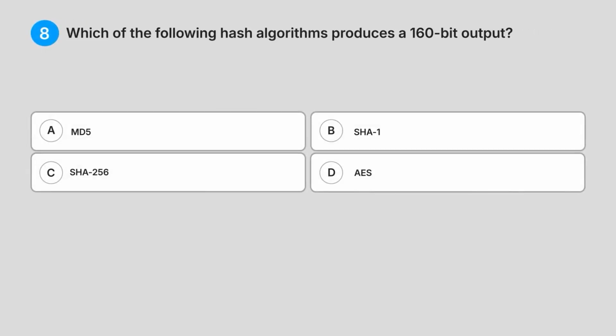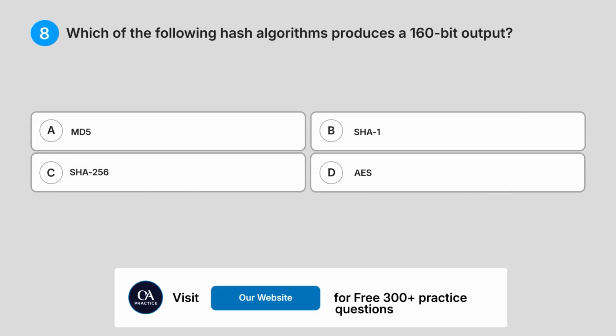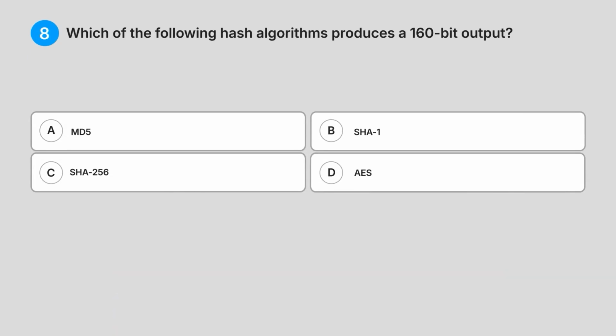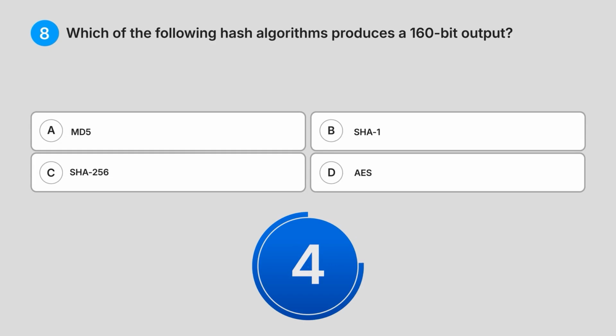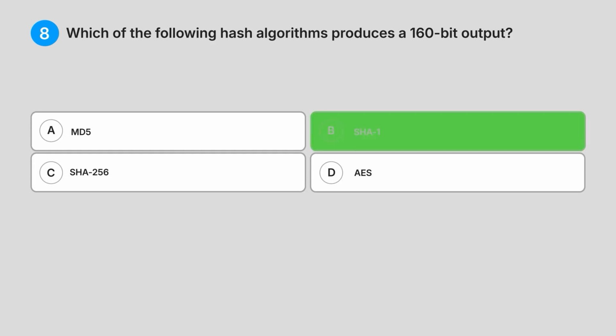8. Which of the following hash algorithms produces a 160-bit output? A. MD5, B. SHA-1, C. SHA-256, D. AES. What do you think is the answer? Correct answer, B. SHA-1.